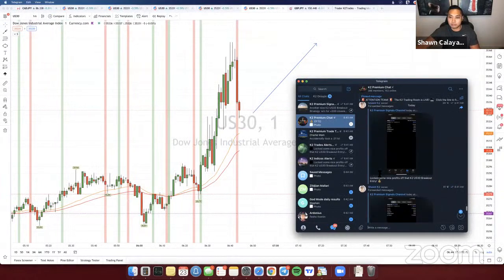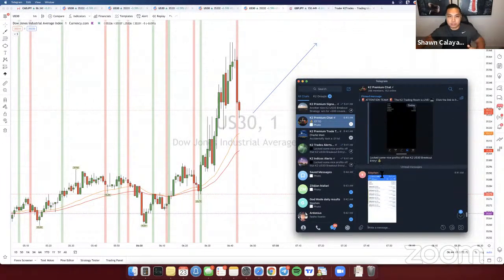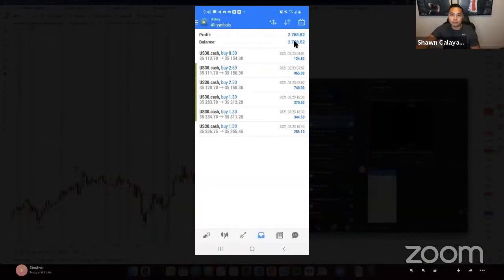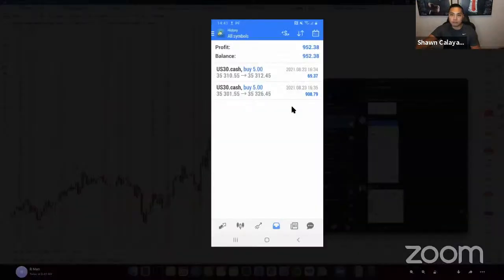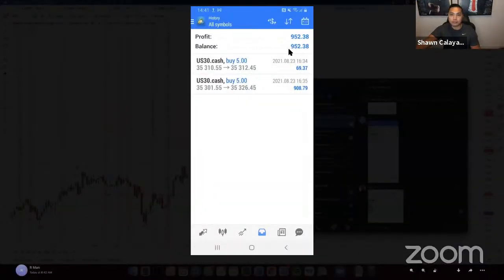Let me scroll down a little bit, and you guys can see those. You know, it's not impressive for me to show you guys my profits because obviously I'm going to profit regardless because I created these strategies, but I'll show you what everyone else did. So Steven over here locked in 2,768. Great work, Steven. Rav over here locked in 9,000 or 952.